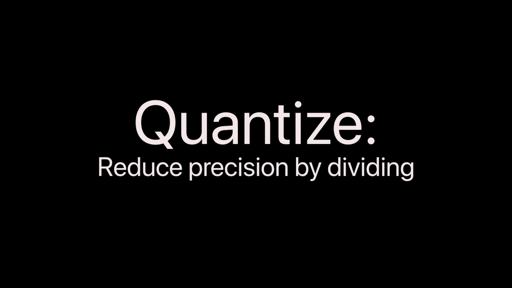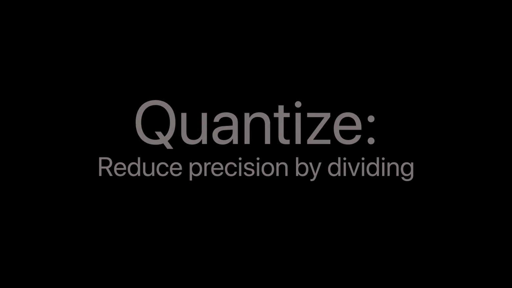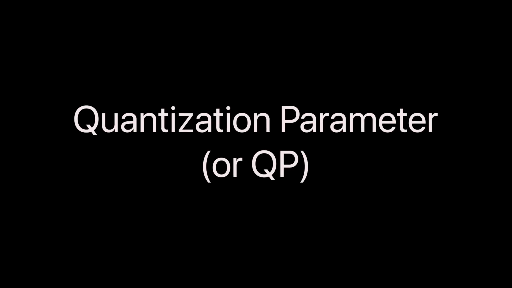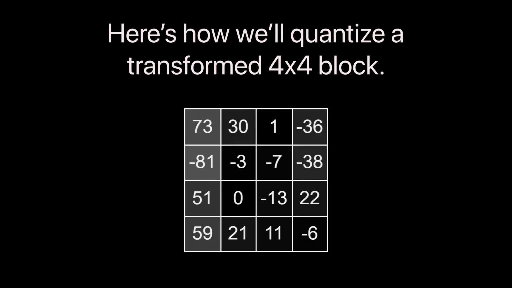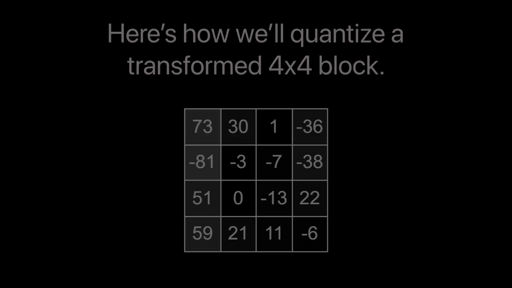Now, it's time to quantize the coefficients, a process where we multiply and right-shift them to produce smaller integers. This step is where the majority of precision is lost. The extent of this loss depends on the quantization parameter, QP. For this example, we'll use a QP value of 26. Here's how we'll quantize a transformed 4 by 4 block.